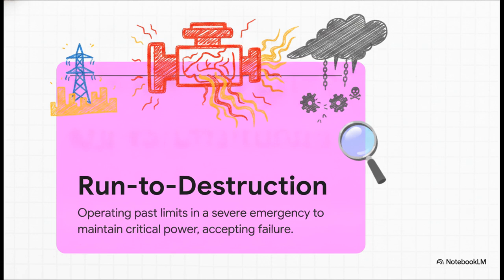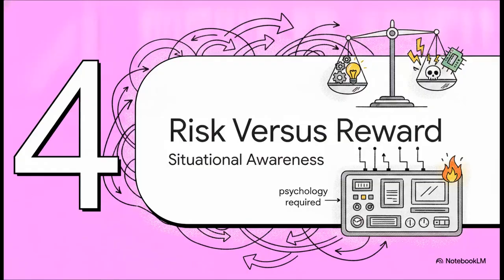You are actively accepting internal mechanical failure. You are literally willing to melt the engine from the inside out, just to maintain critical power. You only make this call when the consequence of the engine stopping is infinitely worse than the consequence of losing the hardware. Which leads us directly into Section 4, risk versus reward.